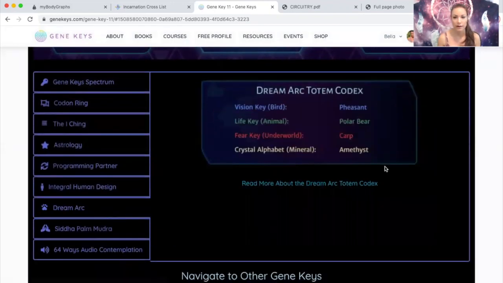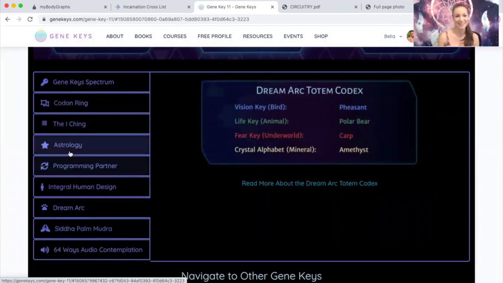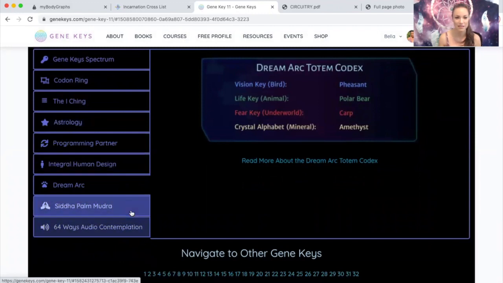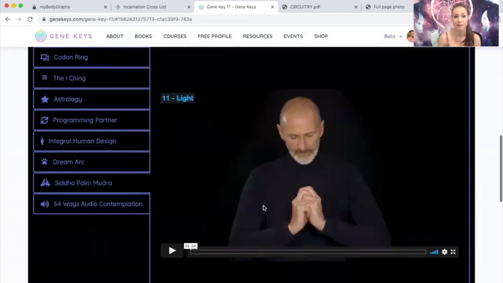And the dream arc is car, polar bear, and pheasant. I don't know how you say that. I think you say it like that. I seem to have a problem with pronunciation today. And the mudra of peace.